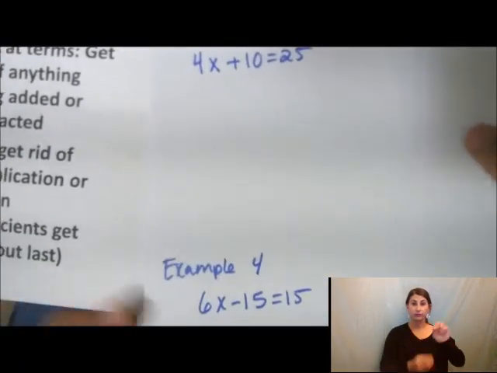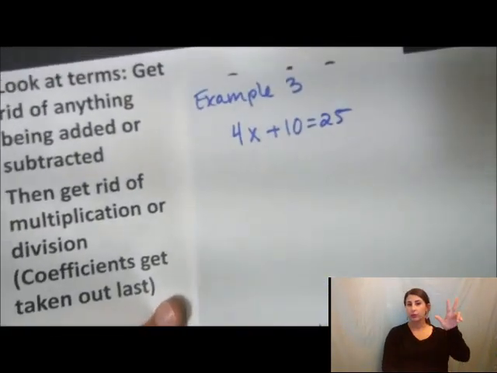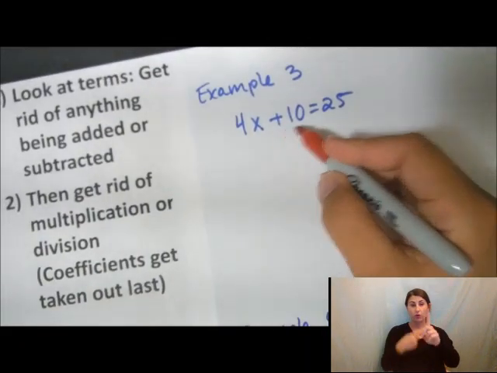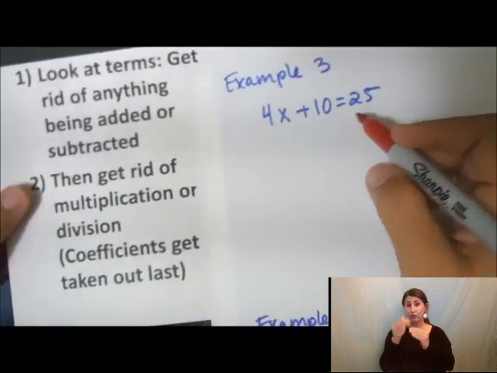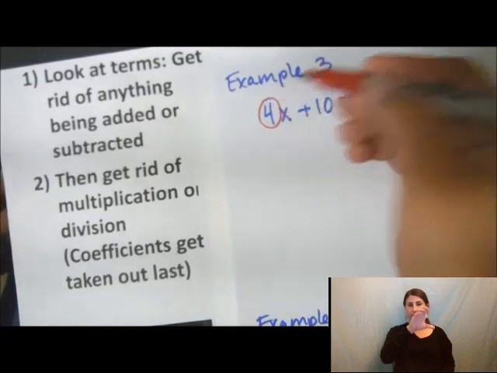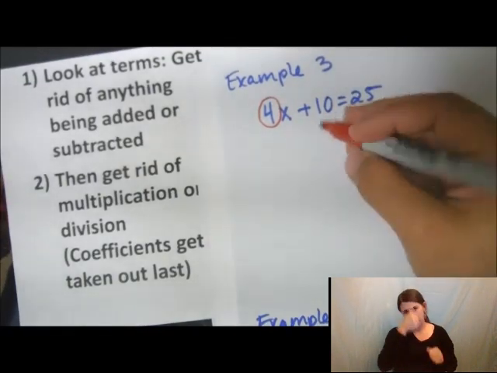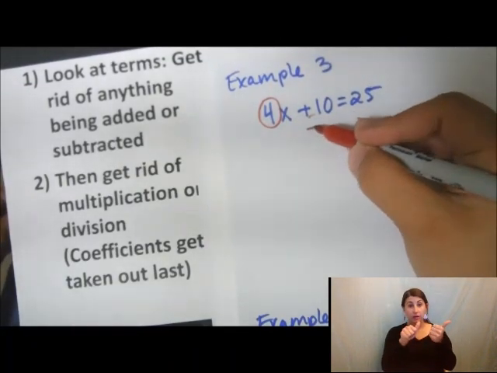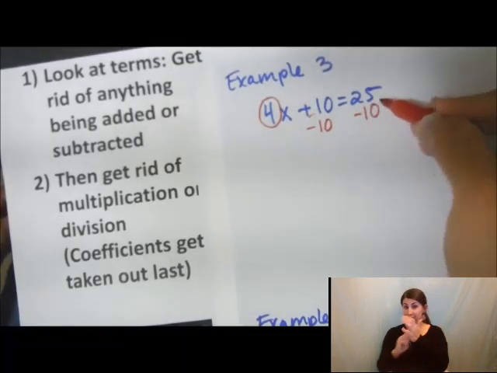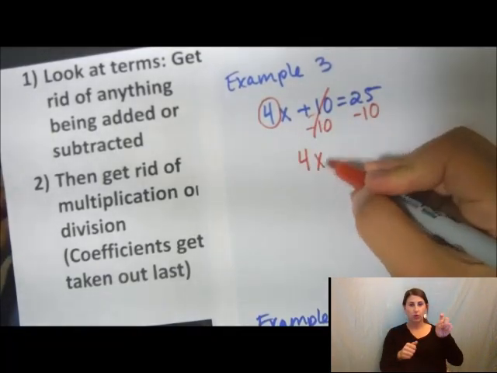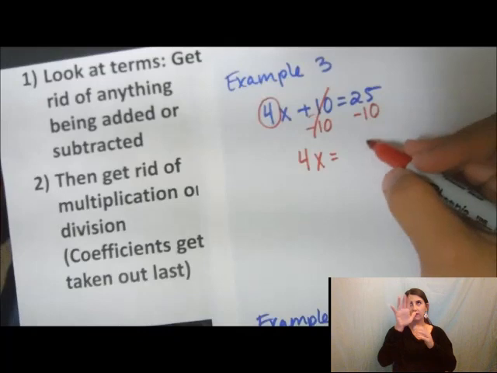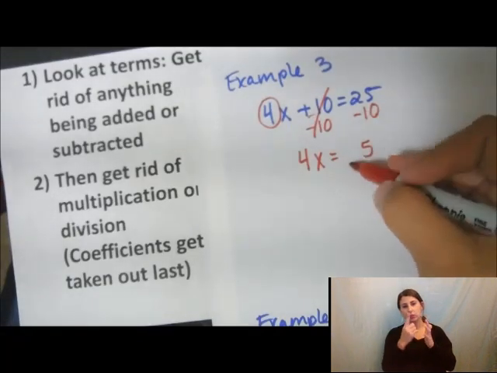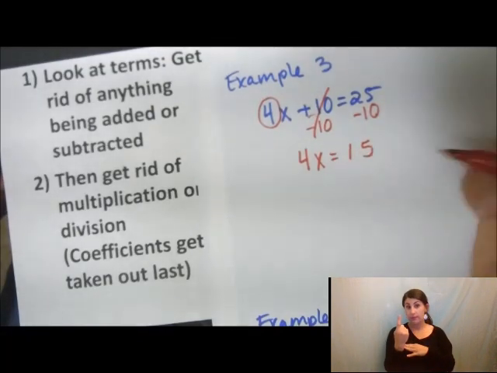All right, example 3. Okay, so I have 4x plus 10 equals 25. I'm going to circle the coefficient so I remember to do that one last. I got to get rid of this one. So minus 10 minus 10. I get 4x equals 15, 5 minus 0 is 5, 2 minus 1 is 1.